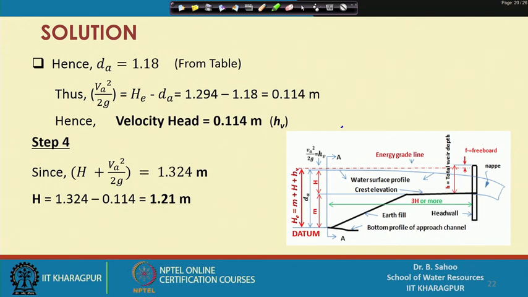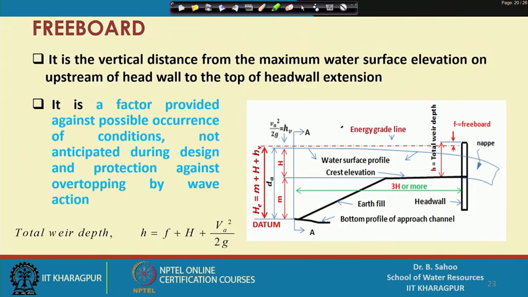So, the velocity head will be 0.114 meter and you can get the capital H value equal to 1.324 minus V square by 2g. So, that is equal to 1.21 meter. Freeboard is the vertical distance from the maximum water surface elevation on the upstream of the head wall to the top of the head wall extension. It is a factor provided against possible occurrence of conditions not anticipated during design and protection against overtopping by wave action. The total weir depth is given by small h, that is equal to the freeboard plus capital H plus V square by 2g. You can see this from the figure.